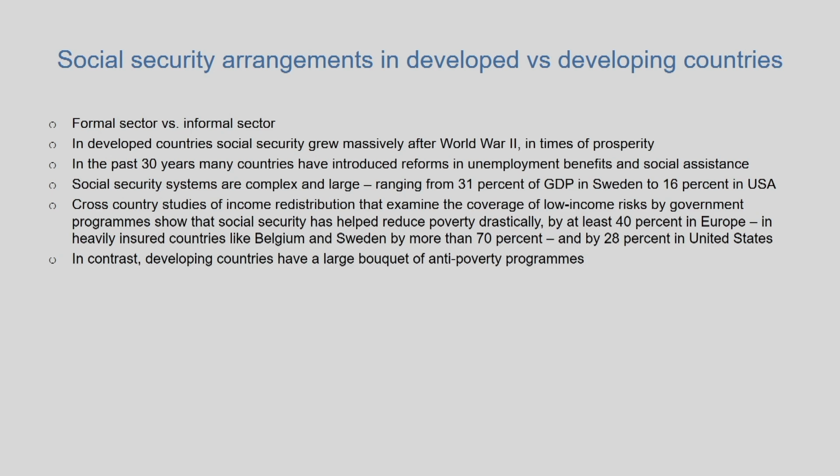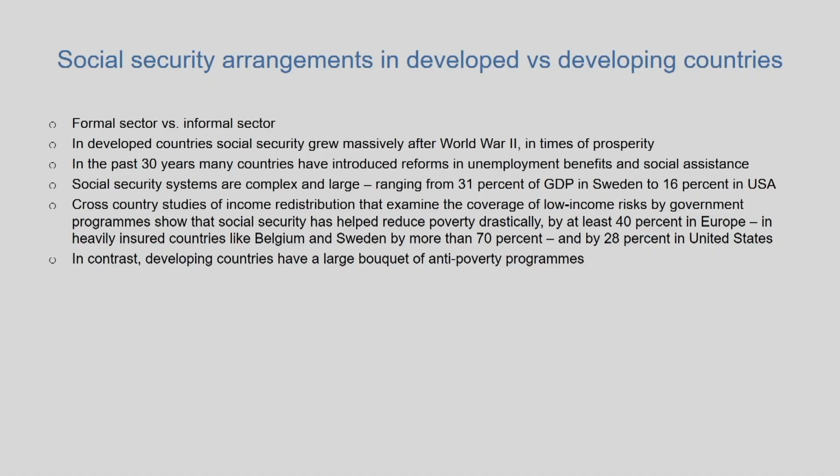Cross-country studies of income redistribution that examine the coverage of low-income risks by government programs show that social security has helped reduce poverty drastically by at least 40% in Europe. And in heavily insured countries like Belgium and Sweden, it is by more than 70% and by 28% in the United States.